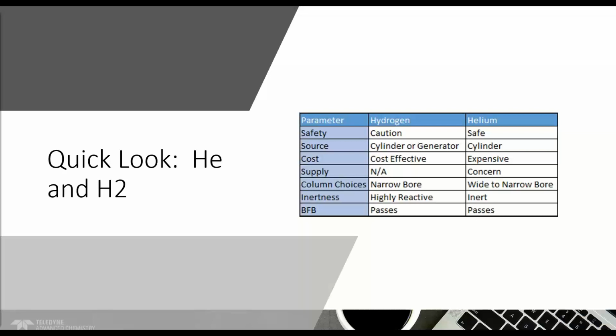Here's a quick look at some of the concerns with hydrogen compared to its counterpart, helium. Despite the very real concerns with reactivity and flammability, hydrogen is drawing more attention as an alternative carrier gas, and it is less expensive and more readily available. Thanks to the revised tune parameters, passing the BFB tunes is attainable when using hydrogen as a carrier gas. Compared to helium, it is still able to pass BFB tunes while combating the helium shortcomings of supply and expense.